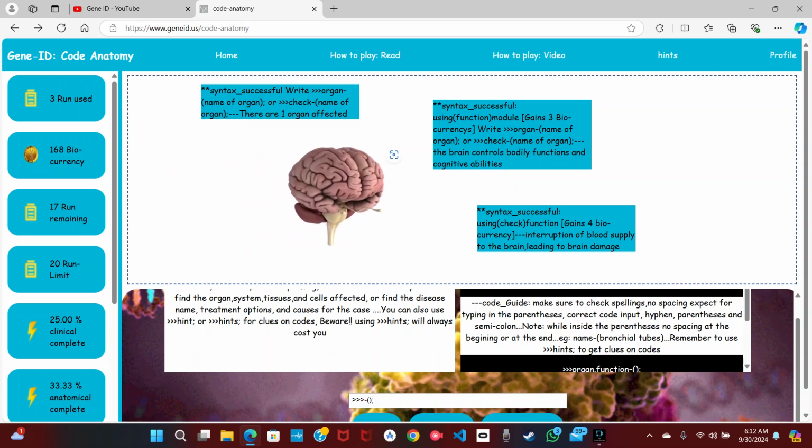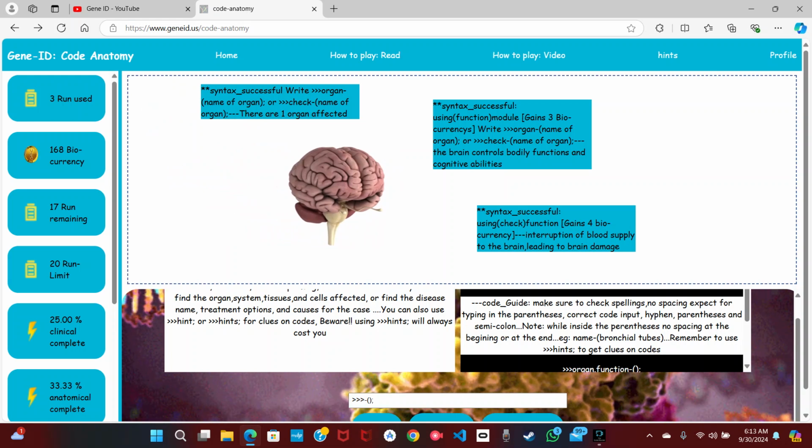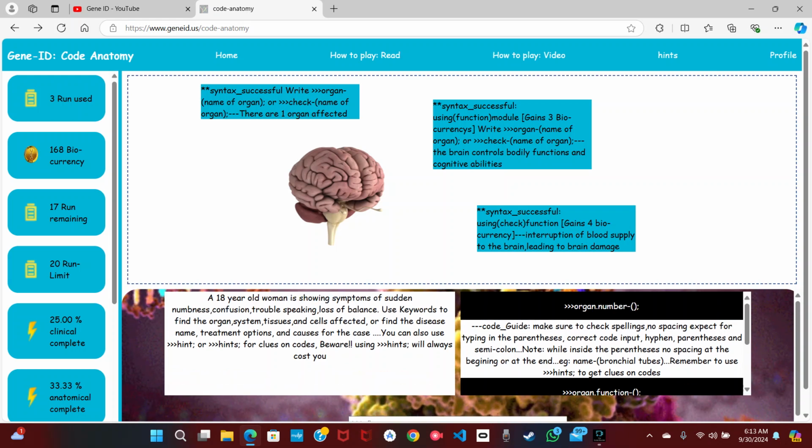So you could see here that the brain is affected, and we've made anatomy progress, but we also made clinical progress, which is the one we are aiming to go.